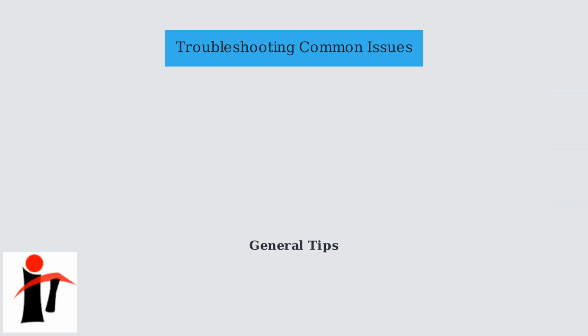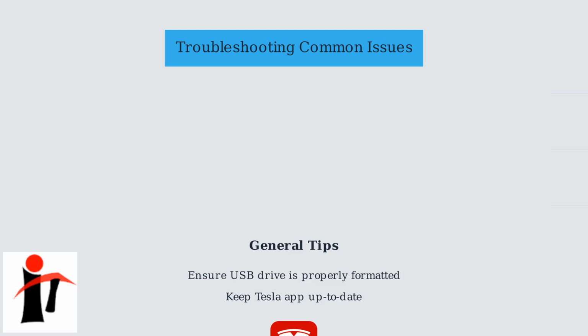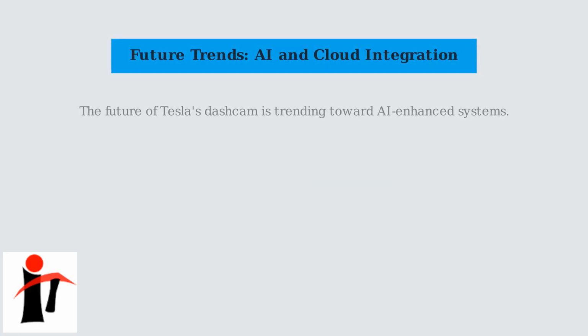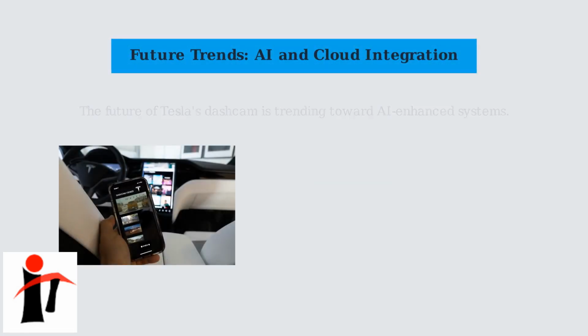As general tips, always ensure your USB drive is properly formatted before use and keep the Tesla app updated to the latest version for best performance. Keep in mind that Tesla's dashcam is a reactive system, recording only when triggered by motion or impact, not providing continuous proactive monitoring. Looking ahead, Tesla's dashcam system is evolving rapidly with AI and cloud integration.